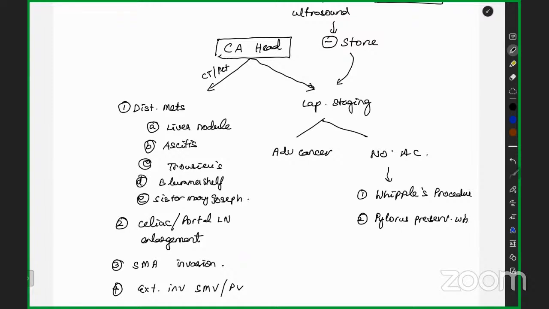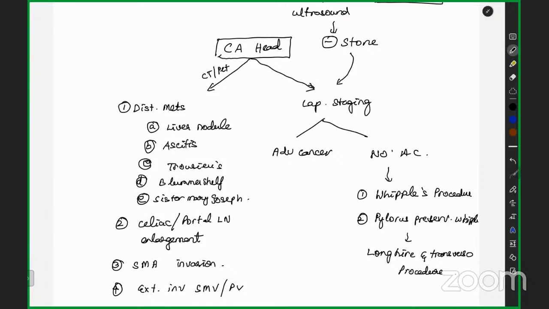What is this pylorus preserving Whipple called? It was devised by Longmire and Traverso. Therefore, it is called the Longmire-Traverso procedure. Okay, so first is Whipple's procedure. Second, if I want to preserve my pylorus, then I am going to do a Longmire-Traverso procedure. So what is this Whipple's procedure?